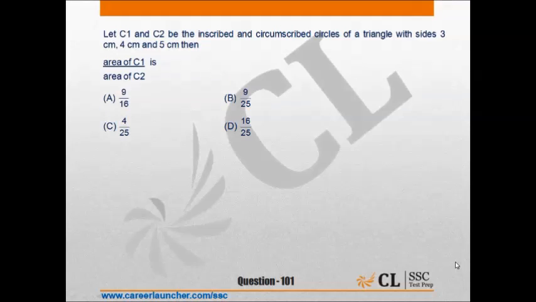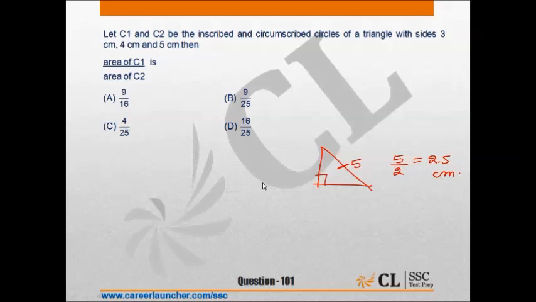The question is, let C1 and C2 be the inscribed and circumscribed circles of a triangle with sides 3 cm, 4 cm and 5 cm. Now, we have a right angle triangle. The circumradius of a right angle triangle is equal to half of the hypotenuse. The hypotenuse we have is 5 cm. Therefore, the circumradius would be equal to 2.5 centimeters.